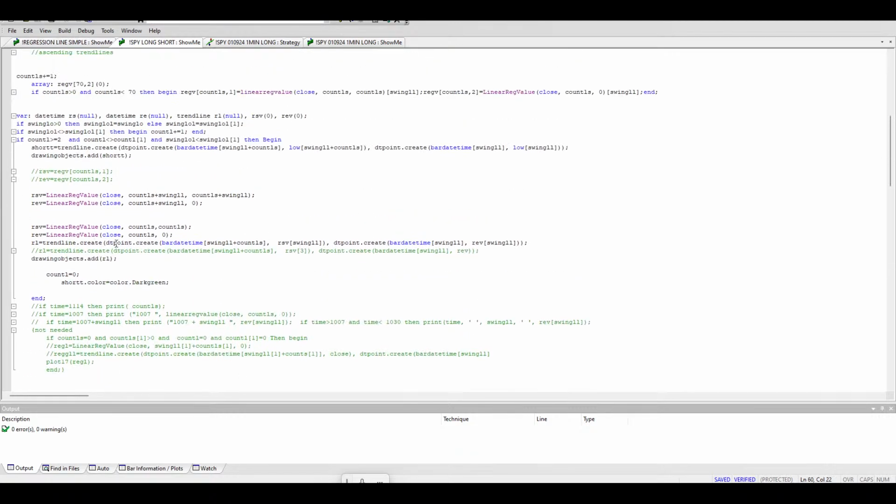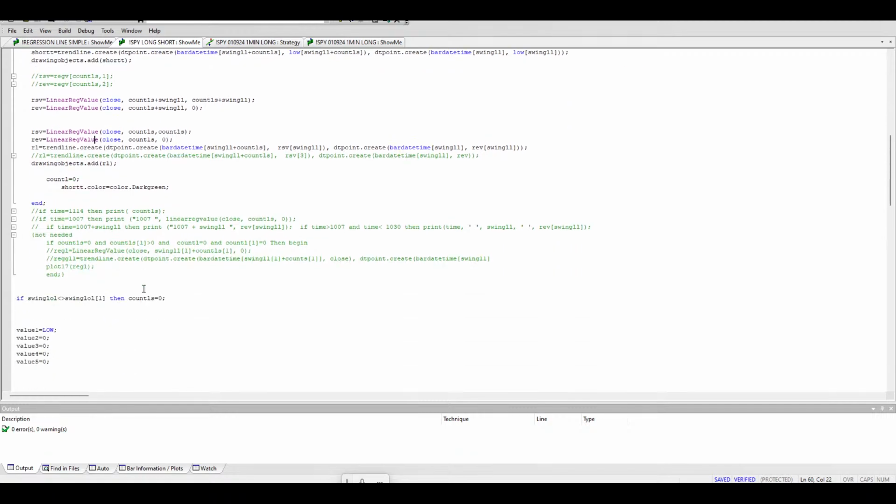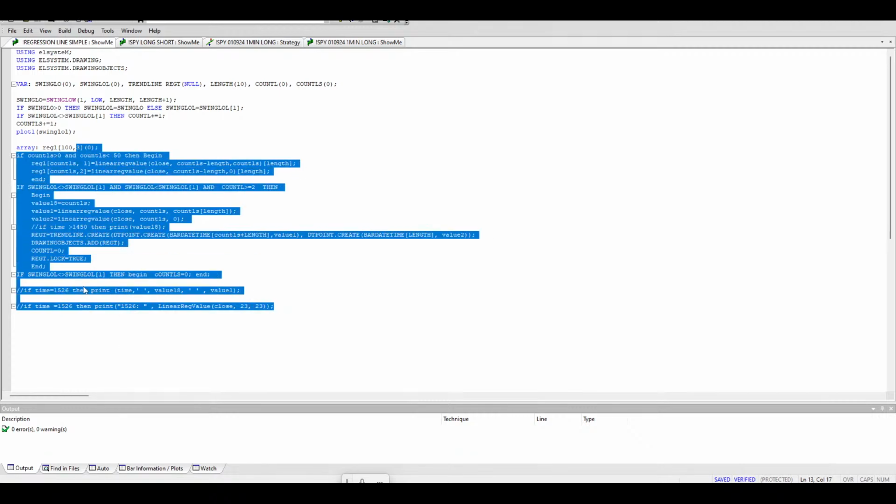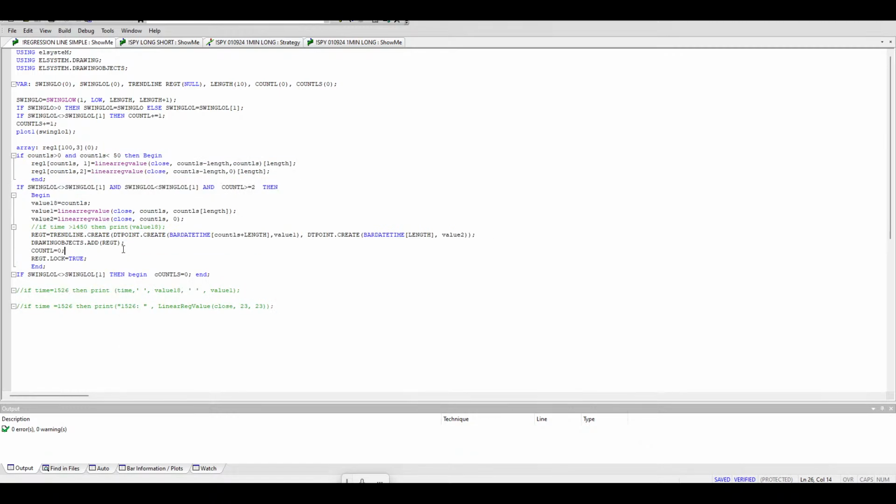I tried it in the SPY long short script, and then I turned around and just scrapped everything, started completely over, and tried it on the regression line script. And both of them are coming up with very similar results. So my understanding is the same. I think it's fairly consistent. I don't think it's wrong, but it must be. So I've got to figure out what I did wrong.